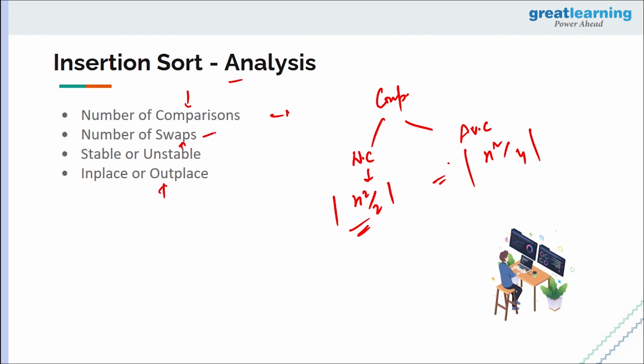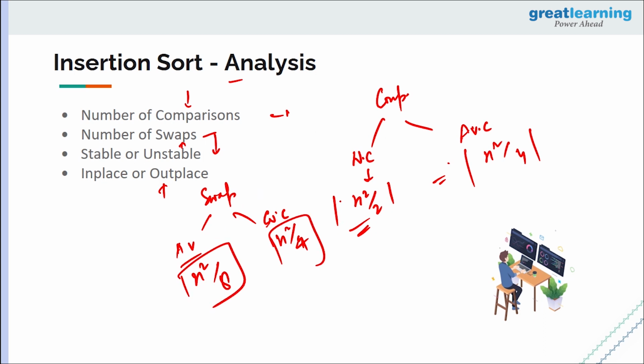If you talk about the number of swaps required in insertion sort, again we will talk about two scenarios, average and worst case. In the average case, it is n square by 8, and in the worst case, it is n square by 4. These are the number of swaps required. If you want to check whether these equations hold or not, you can always take an example wherein you consider both the even as well as odd cases. So take an example and run through it.